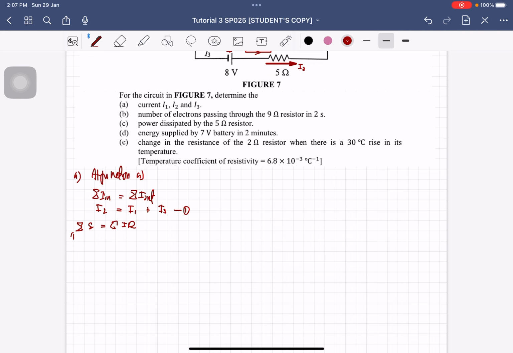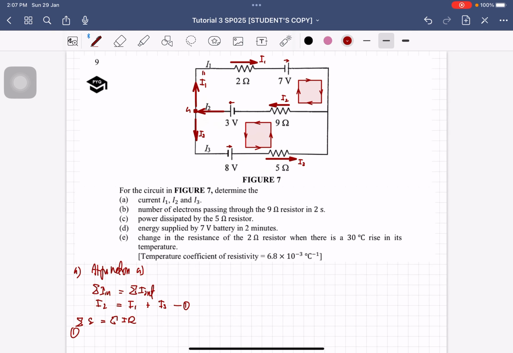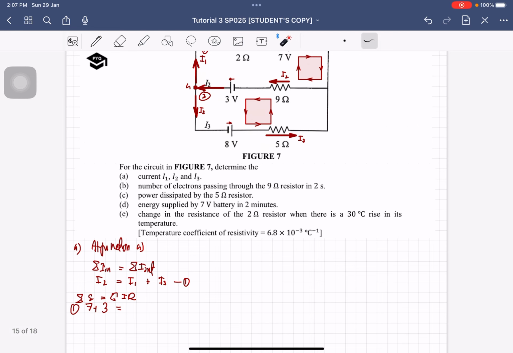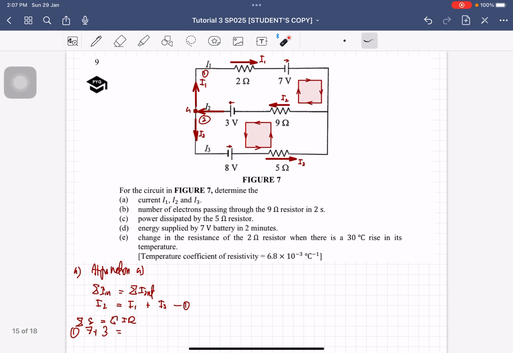Okay, so let's look at loop number 1. This is our first loop, this is our second loop. We are going to look at the EMF first. We have two EMFs, the 7 volt and the 3 volt. This is following the direction of the loop, so it's positive 7, and the 3 volt is following the direction of the loop as well. So 7 plus 3, that is the total EMF, equal to the product of current and resistance. We have two resistors here, so we're only going to have two terms on the right hand side of the equation.